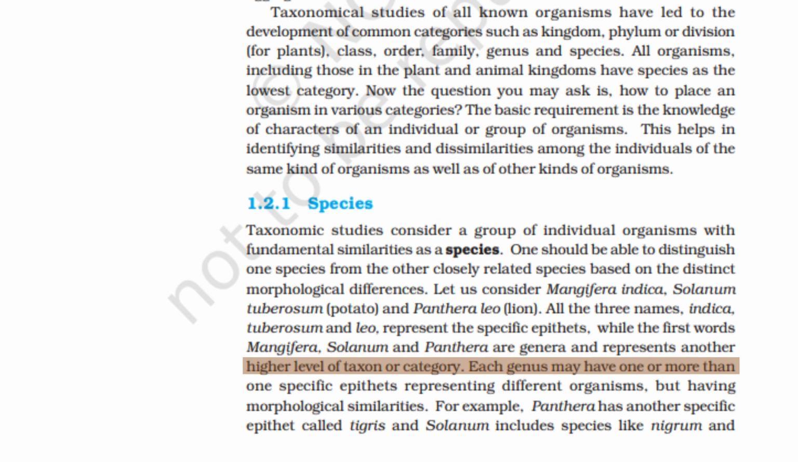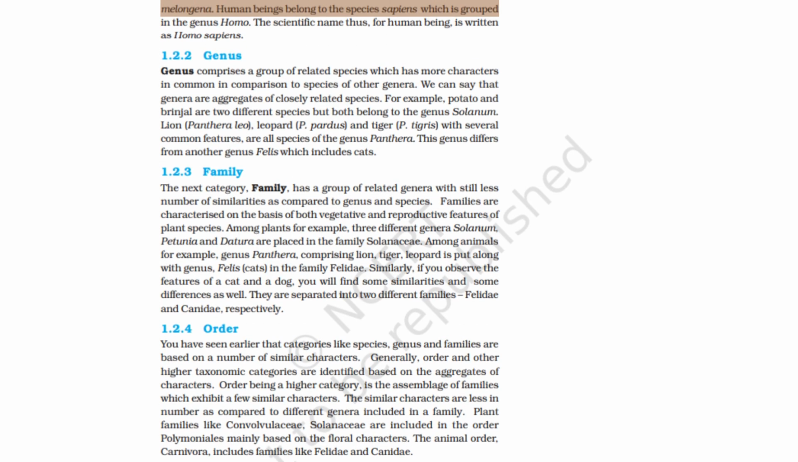Each genus may have one or more than one specific epithets representing different organisms, but having morphological similarities. For example, Panthera has another specific epithet called tigris, and Solanum includes species like nigrum and melongena. Human beings belong to the species sapiens, which is grouped in the genus Homo. The scientific name, thus, for human being is written as Homo sapiens.